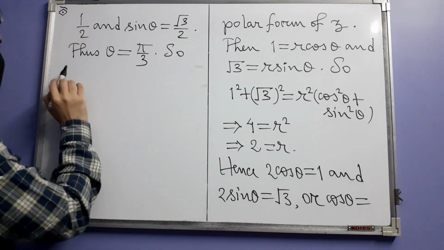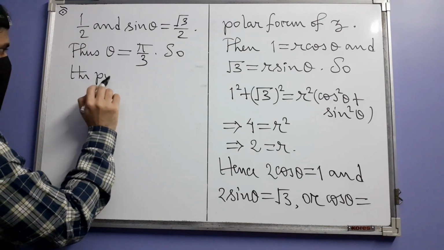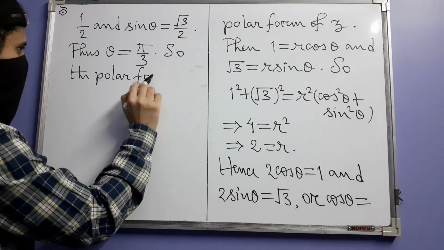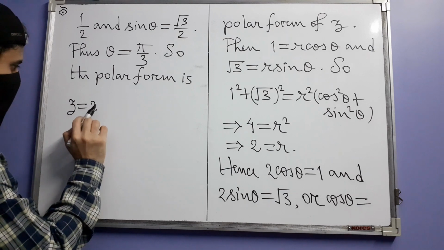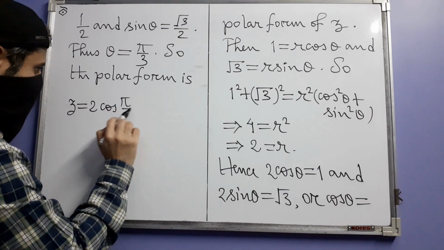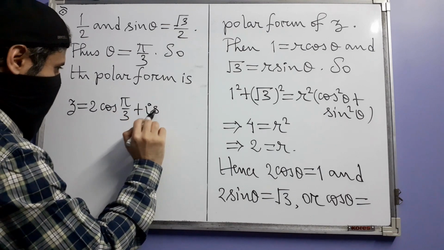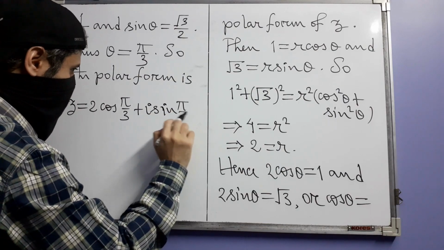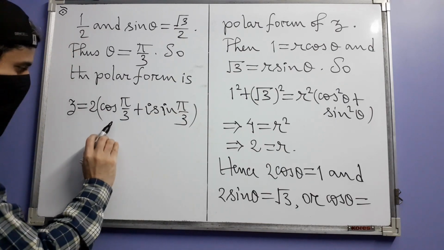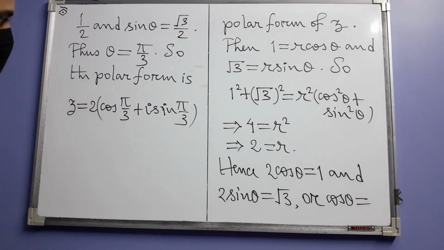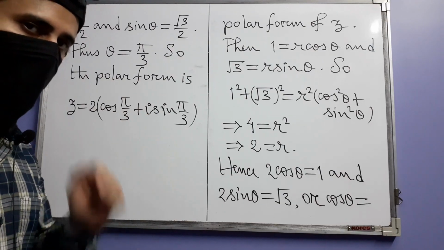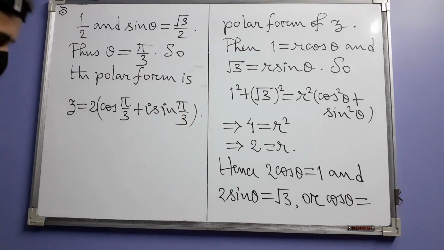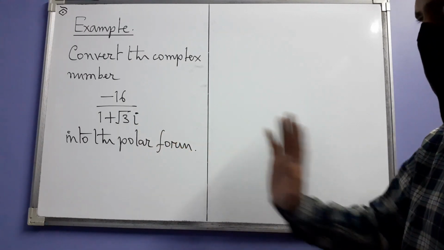So, the polar form is z equal to 2 times cos pi over 3 plus I sin pi over 3. Now do not again write 1 over 2 here, okay, because it's from there only you are coming to this. Again, don't go back. This is the polar form.